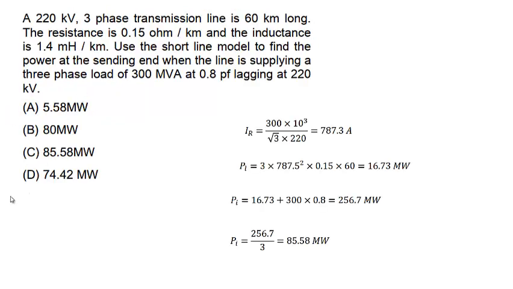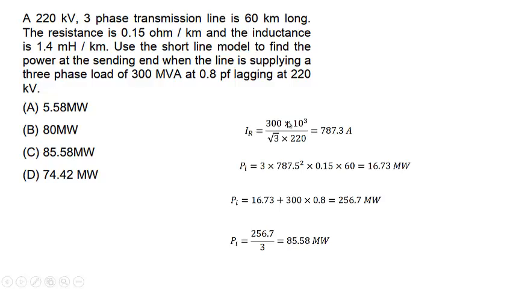One more question. This is regarding the same transmission line. A 220 volt three-phase transmission line, 60 kilometer long. The resistance is this, and the inductance is this. So using the short model to find out the power at the sending end, the receiving power is given like this. So calculating the sending end power, receiving end current, that is 300 into this.